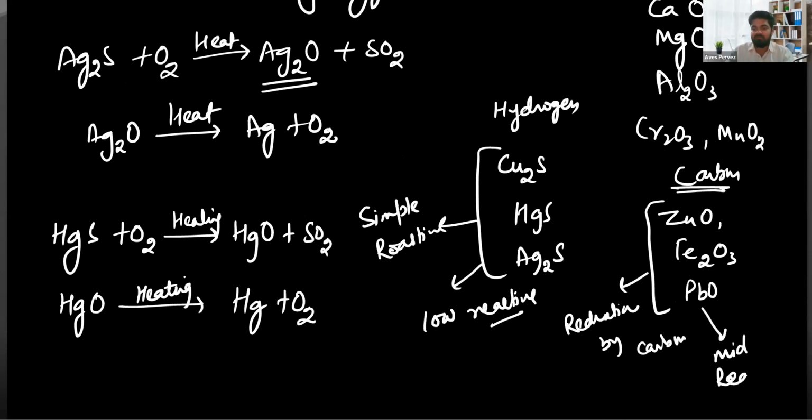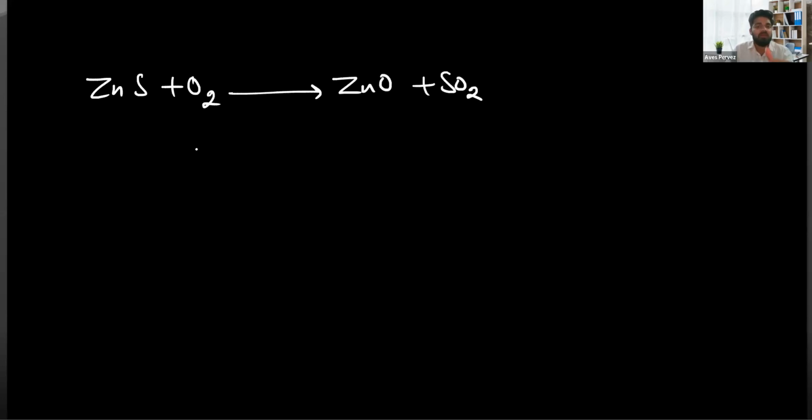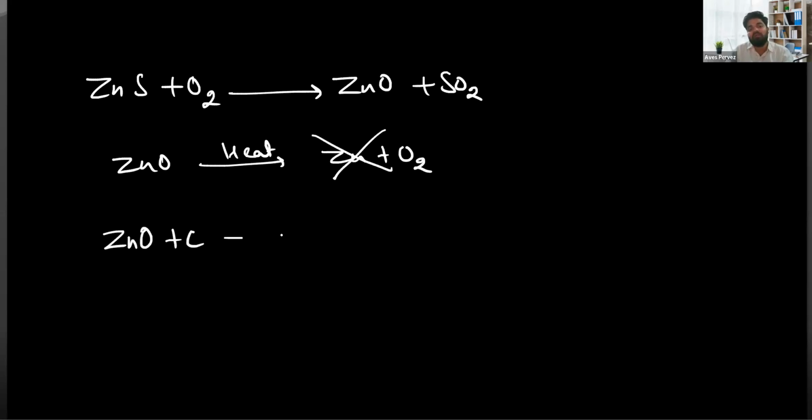Mid reactive metals are reduced by carbon. Let me explain. For example, if you have ZnS, you simply heat or roast it. It will give you ZnO plus sulfur dioxide. But unlike the least reactive metals, if you continuously heat ZnO, it will not give you Zn plus O2. You need some reducing agent, and for that we use carbon to reduce it.